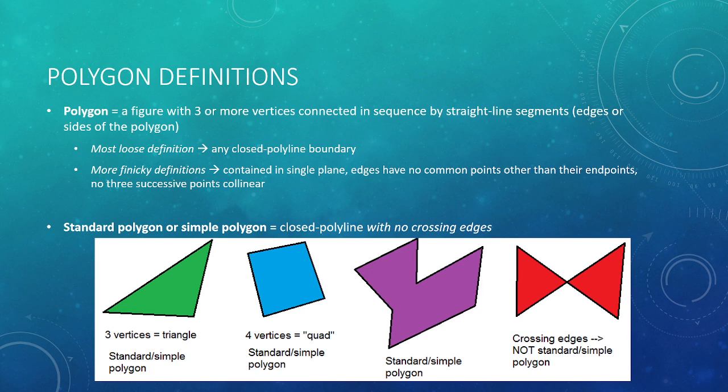A polygon is a figure with three or more vertices connected in a sequence by straight line segments. So this is the three-vertex polygon. This is the four-vertex polygon. This is the standard and simple polygon. These are the cross edges.